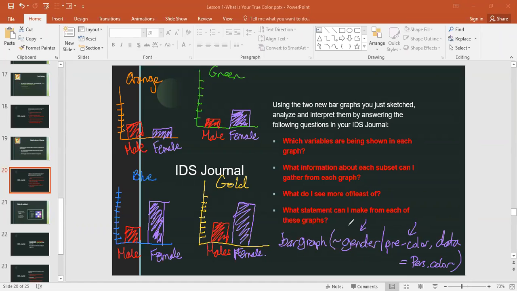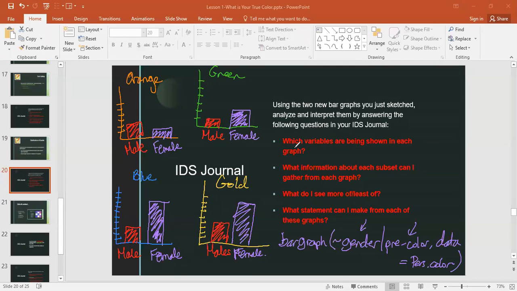When we subset it with our gender, we had the flip here in our previous graphs. We were graphing the predominant color, but we were splitting it by gender, right? So our two graphs were based on the gender, versus these four graphs that are based on the predominant colors. Okay. So hopefully this right here will help you a bit with question number 1, which is which variables are being shown in each graph.